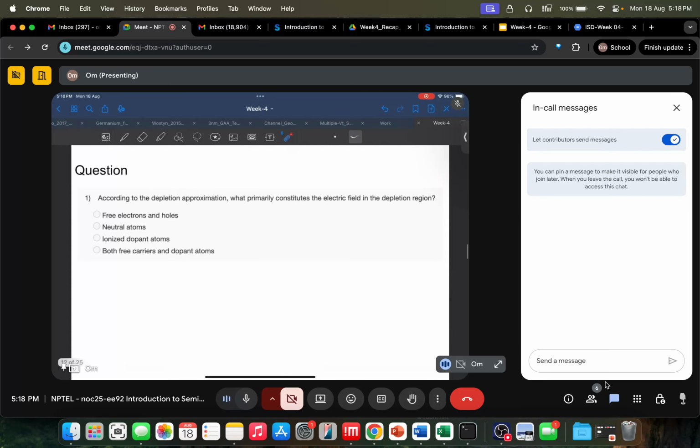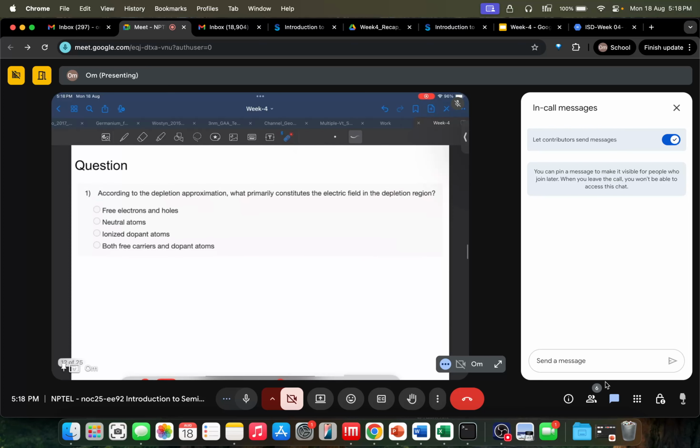According to the depletion approximation, what primarily constitutes the electric field in the depletion region? A. Free electrons and holes. B. Neutral atoms. C. Ionized dopant atoms. D. Both free carriers and dopant atoms. Right, it is ionized dopant atoms.